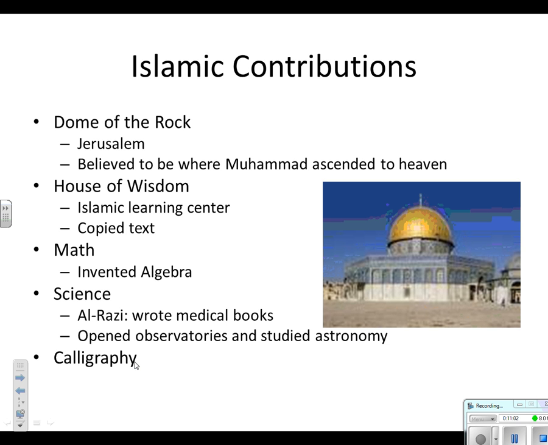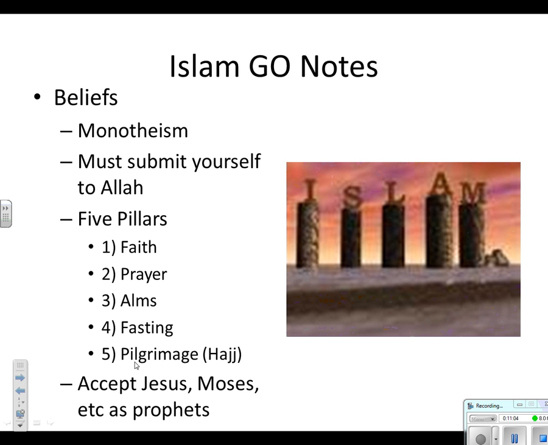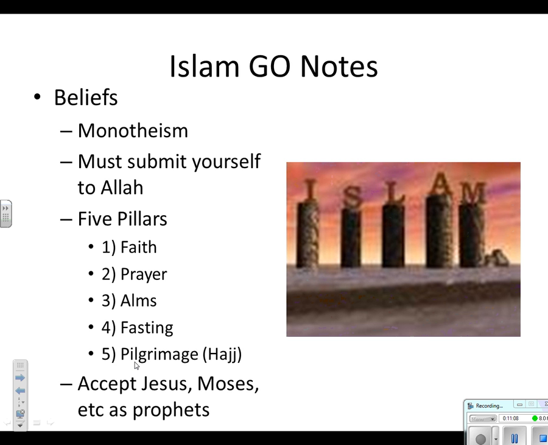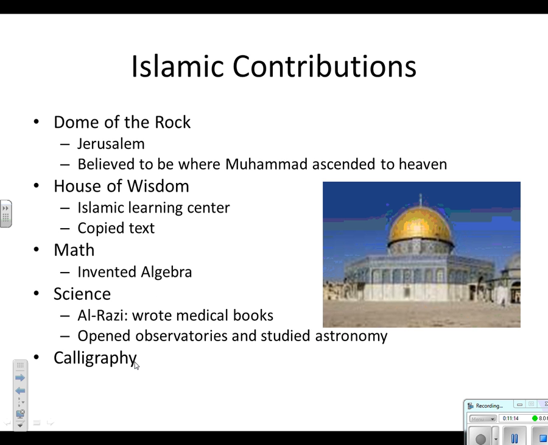Again, one of the most important things to remember is going to be the Go Notes for Islam: the founder, the text, the location, and the beliefs are going to be very important to remember. But also take a look at how Islam started, why the Arabian Peninsula was such a good place for it to start, how it spread, some of those turning points, such as the Hajj, the Sunni Shia split, the Battle of Tours, and then also looking at some of these major contributions.